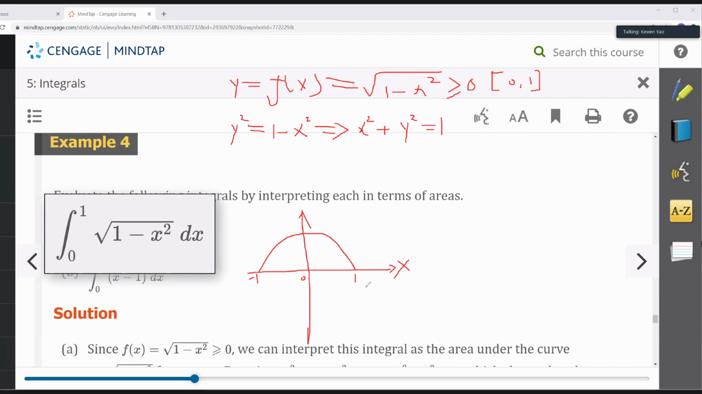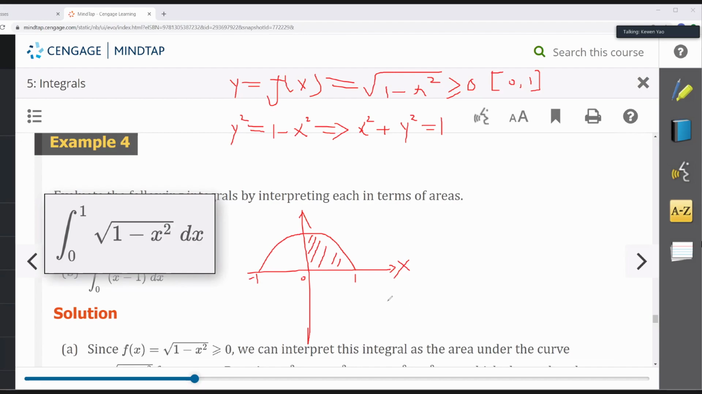Now the interval is from 0 to 1, so what does this mean? It is the area of this quarter of the circle, because the interval is from 0 to 1, not from negative 1 to 1. So this number is the area of a quarter circle between 0 and 1.